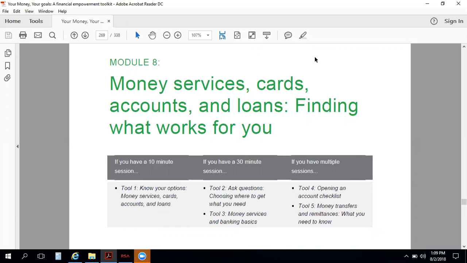I wanted to just start out by going through the tools in Module 8, titled Money Services, Cards, Accounts and Loans, and subtitled Finding What Works for You. Basically, this module is a collection of tools that a client can use to compare different financial services and products to meet their needs based on whatever their goals are.